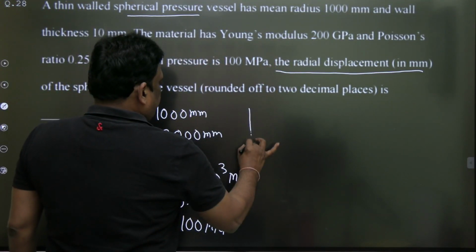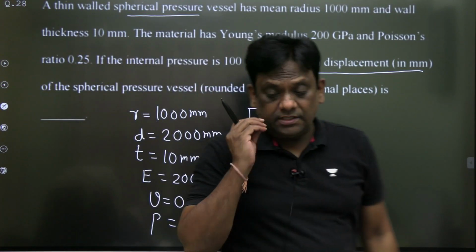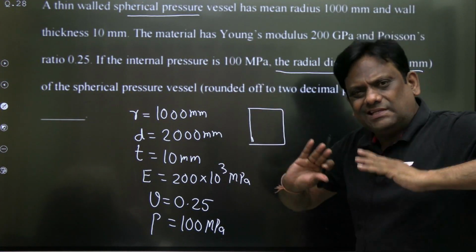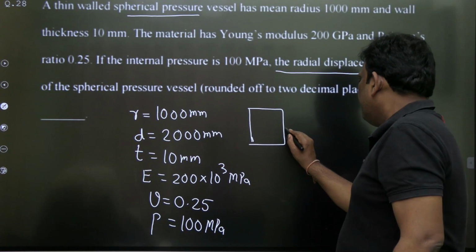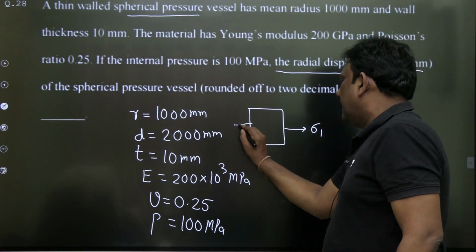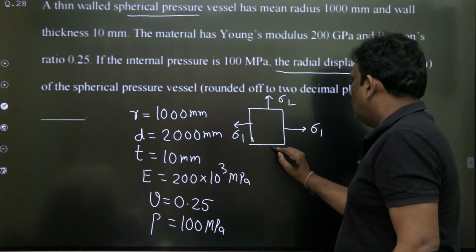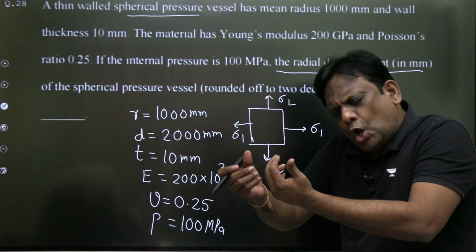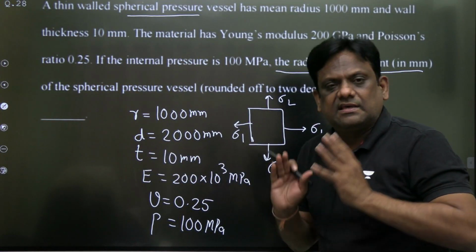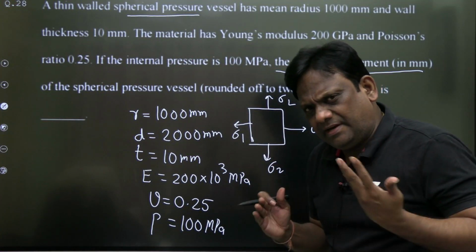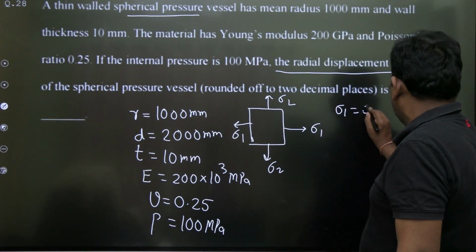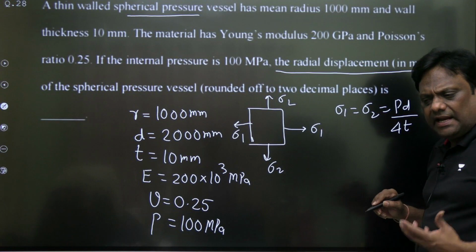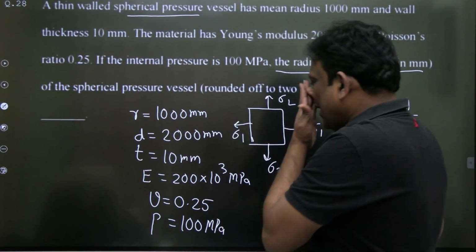We have studied in our strength of materials class that when a thin spherical vessel is subjected to pressure, as it is symmetric, the stresses sigma 1 and sigma 2 are both the same, unlike a cylindrical pressure vessel, where the longitudinal stress and the circumferential stress are different. But in spherical vessels, due to symmetry, sigma 1 is equal to sigma 2 is equal to PD by 4T. I think you remember this. Yes, PD by 4T. Now, how do I calculate?